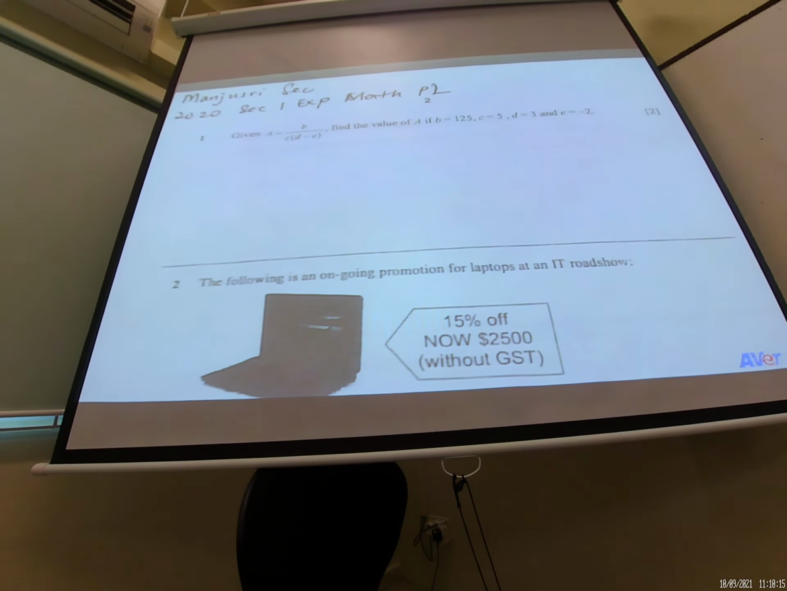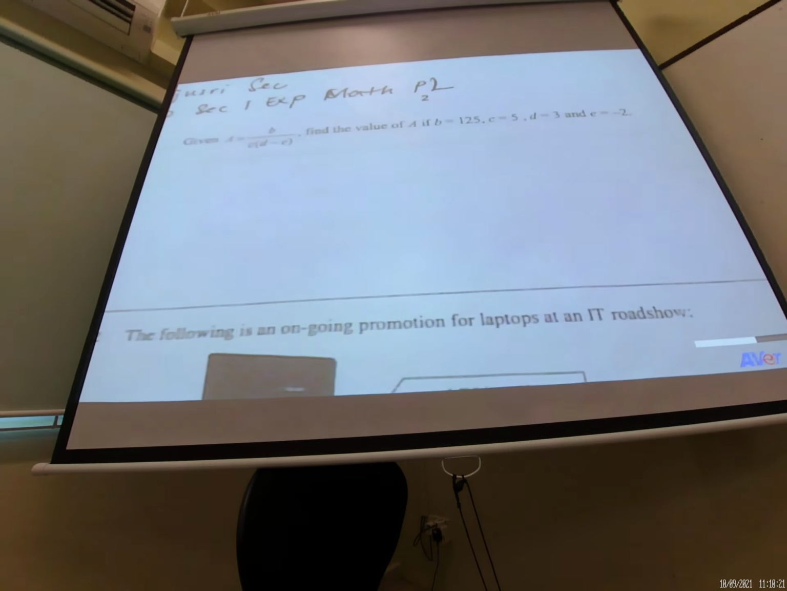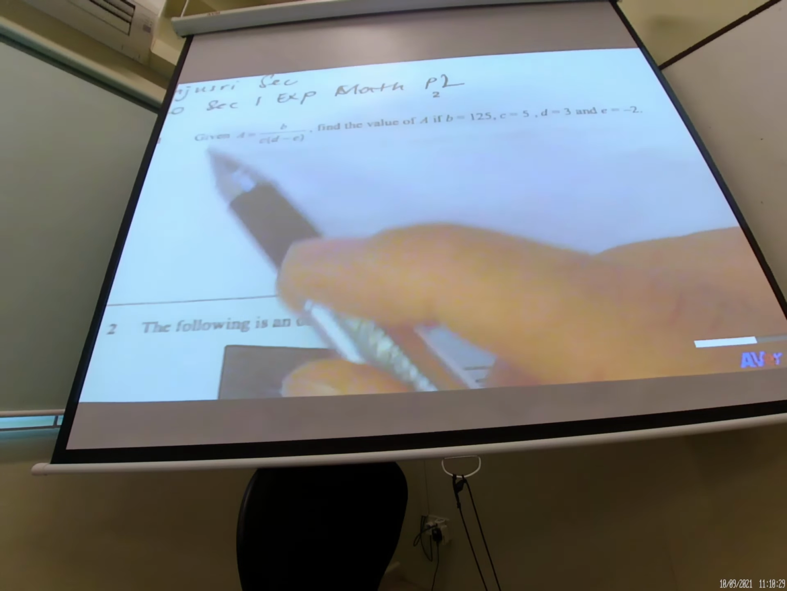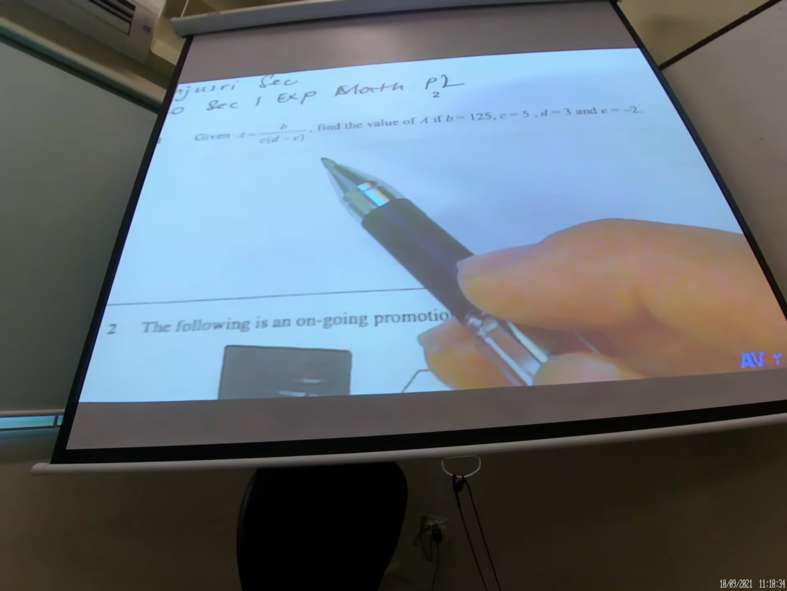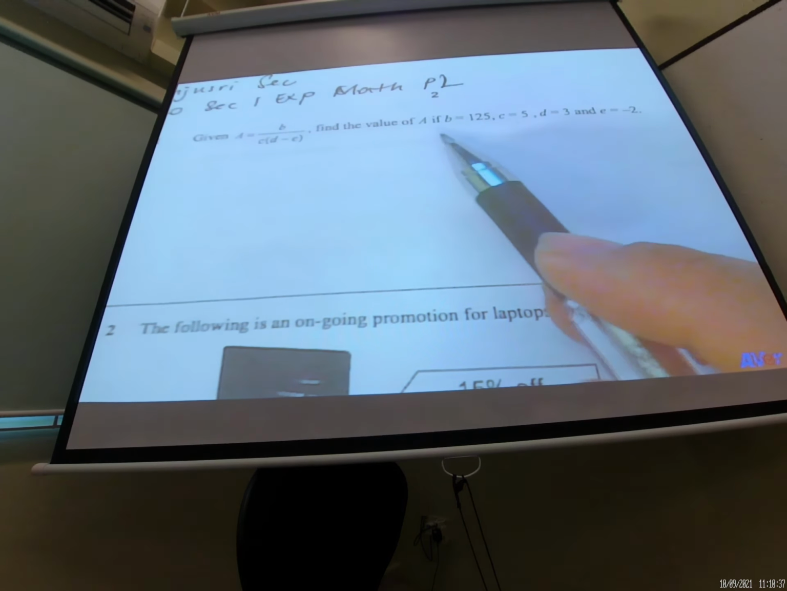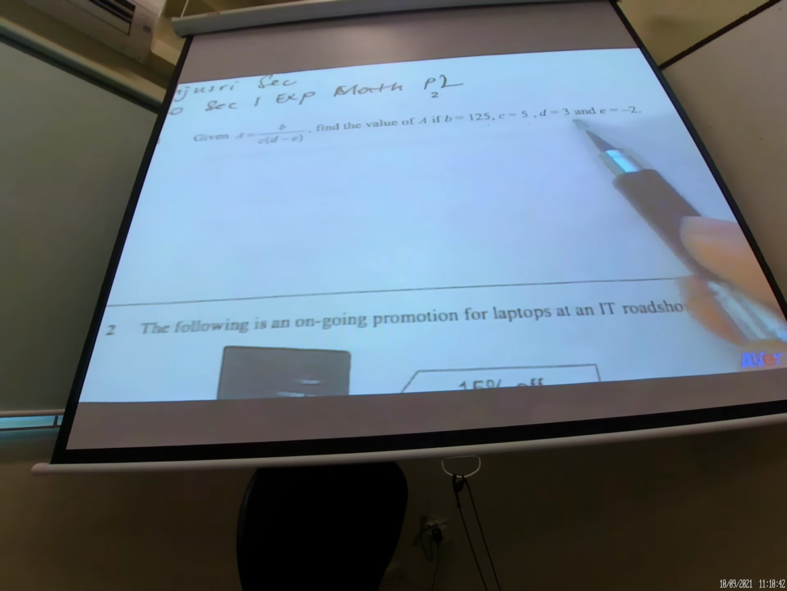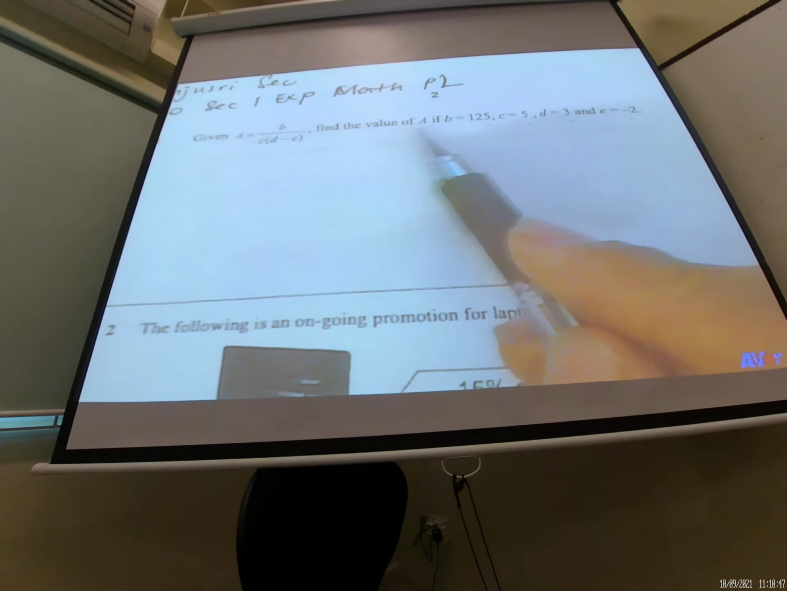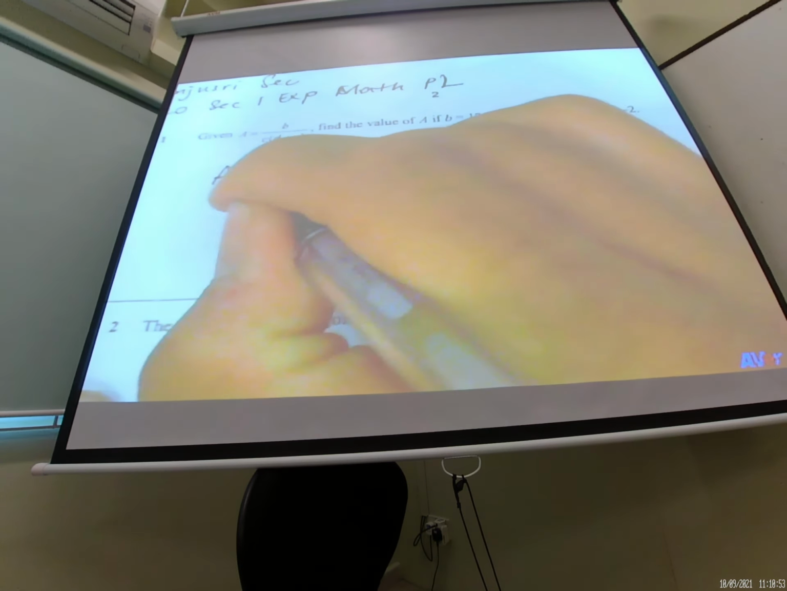Given A equals B over C bracket D minus E. So this formula or equation is giving you the relationship between A, B, C, D and E. Then now they tell us B is 125, C is 5, D is 3, E is -2. If you are given these values, what is A? They want you to find the value of A. So this is simply just substitution.